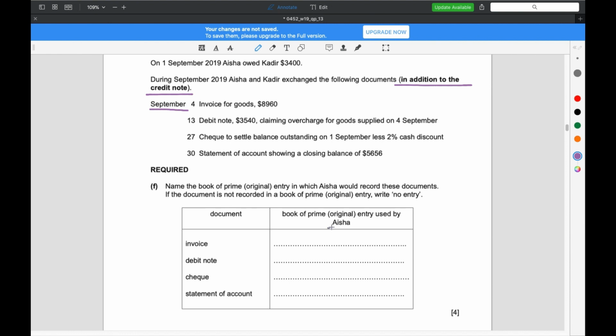In the books of Aisha, he says. So Aisha received an invoice for goods, which means that she purchased goods from Kadir, right? So the invoice is actually going to be over on the purchases daybook or the purchases journal.